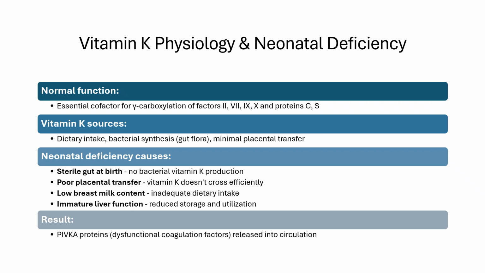Laboratory findings show an elevated INR with normal PTT. This pattern reflects the vitamin K-dependent factors being affected while other coagulation pathways remain intact. Understanding this coagulation profile helps differentiate VKDB from other bleeding disorders on certification exams.